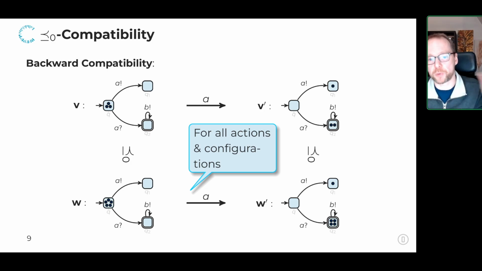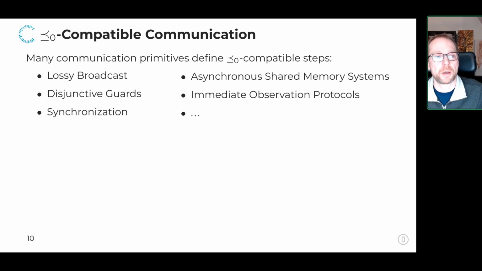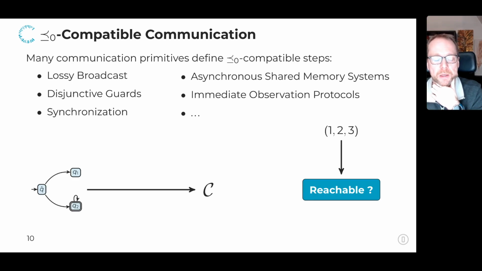And we need to prove this for all possible actions in all configurations of the system. And actually, we can prove that for all the types of systems that I talked about so far. So for lossy broadcast, disjunctive guards, synchronization, all of them have steps that are compatible with this well-quasi order. And now, what does it mean?